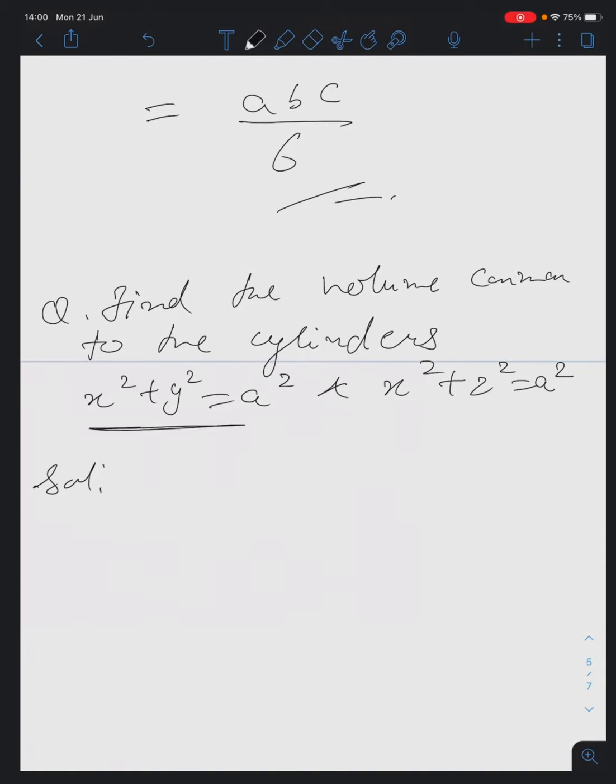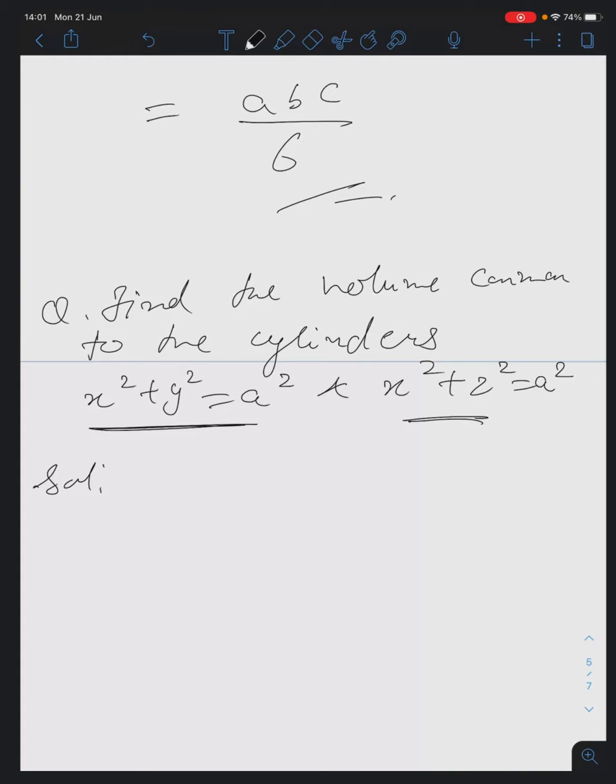So this is also an equation of a cylinder only. You see the LPG gas. If you check at the bottom part or the above part also, overall it is x square plus y square is equal to a square only. Or in any other variables, x square plus z square is equal to a square. So now you need to find the volume which is common to these cylinders, x square plus y square is equal to a square and x square plus z square is equal to a square.